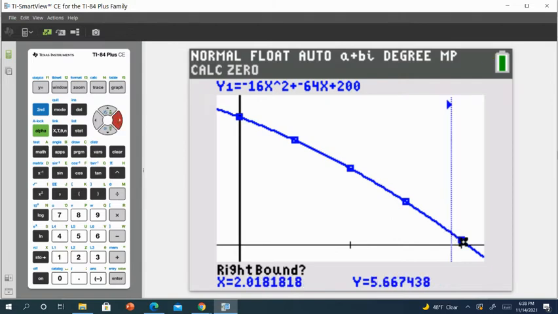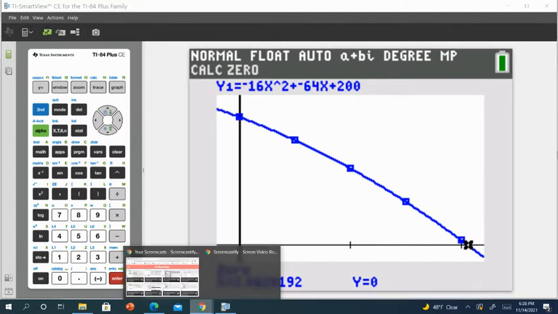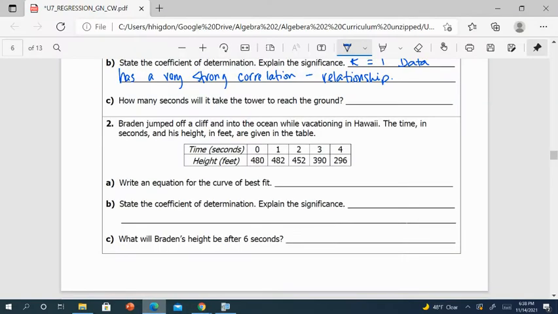And then I'm going to hit the right arrow key, go back to where I think the 0 is, hit the right arrow key about 4 or 5 times and hit enter. And then I'm going to hit enter one more time. So at 2.06 seconds, the tower is going to reach the ground.